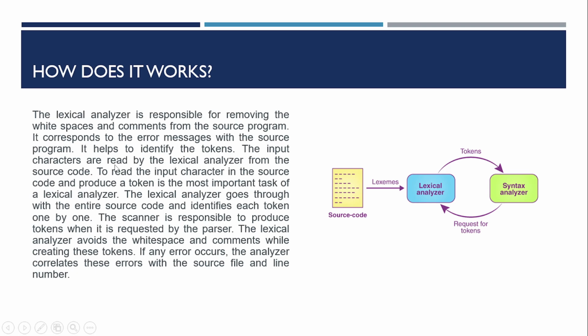The input characters are read by the lexical analyzer from the source code, as we can see here. To read the input characters in the source code and produce a token is the most important task of the lexical analyzer. The lexical analyzer goes through the entire source code and identifies each token one by one. The scanner is responsible for producing tokens when it is requested by the parser. The lexical analyzer avoids the white spaces and comments while creating these tokens. If any error occurs, the analyzer correlates these errors with the source file and line number.